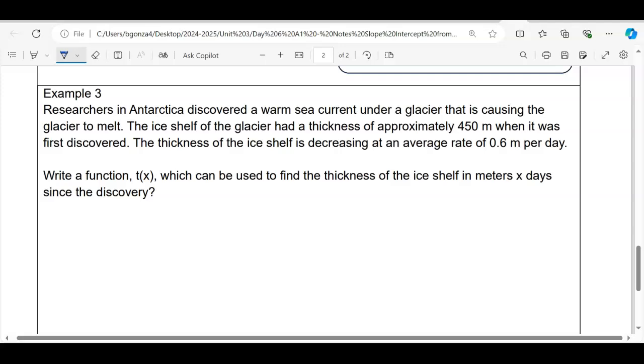That's the original amount, right? It says it had the thickness when it was discovered. That happened once. You discover it once. That's the original. This has to be the letter B. It's not 450 per, right? There's no per or each or every, right? What does it say next? Keep reading. The thickness of the ice shelf is what?